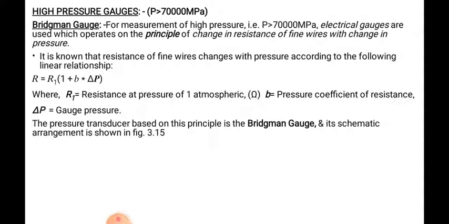R equals R1 into bracket 1 plus B into delta P, where R1 is the resistance at 1 atmospheric pressure, B is the pressure coefficient of resistance, and delta P is the gauge pressure. The pressure transducer based on this principle is the Bridgman gauge, and its schematic arrangement is shown in the next slide.